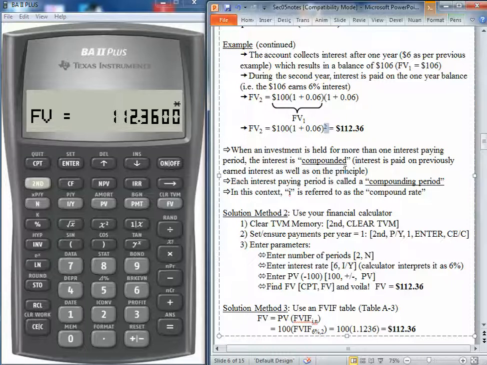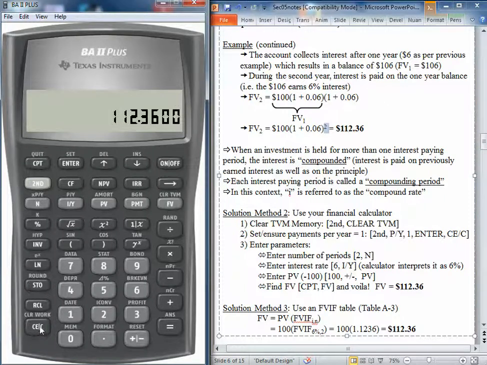So as I increase my time, let's say that I had a choice between either doubling my interest rate or doubling my time. Let's run that example problem here. So I'm going to clear time value of money. And the first one, I'm going to double my time. So I'm going to have 4 periods, 6%, $100 invested. And we compute our future value.